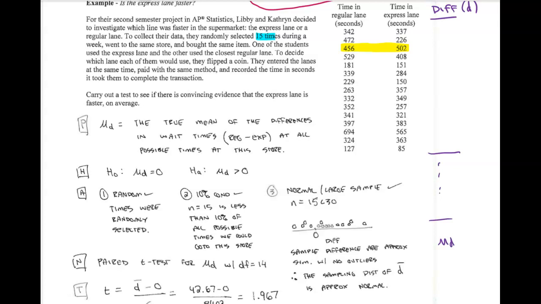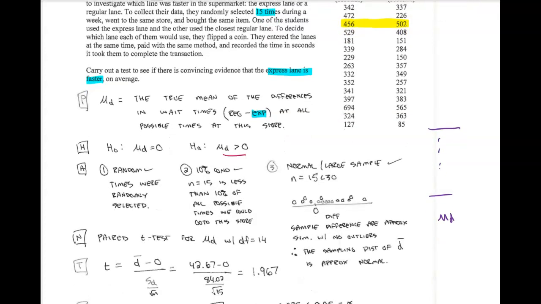So the null hypothesis is that there's no difference. So my differences would be equal to 0 if there was no difference. So the null hypothesis is that mu D is equal to 0. The alternate is that mu D is greater than 0. If I think the express lane is faster on average, then the express lane time to checkout should be less, and this difference should be greater than 0. So I'm testing the alternate that mu D is greater than 0.